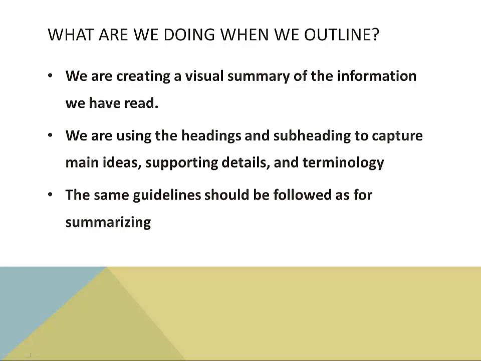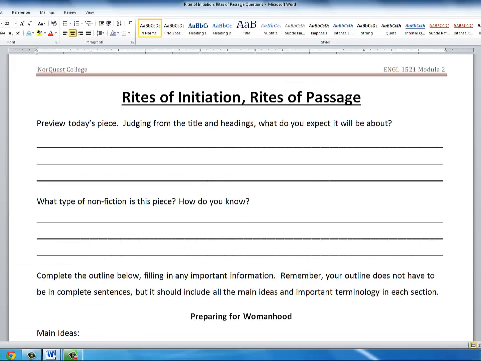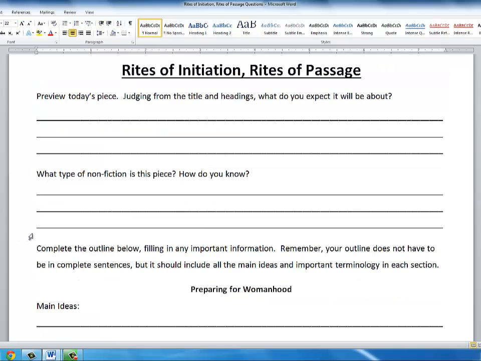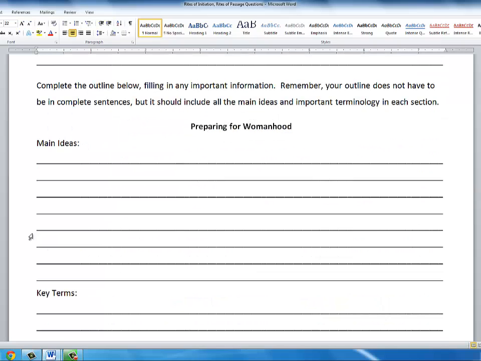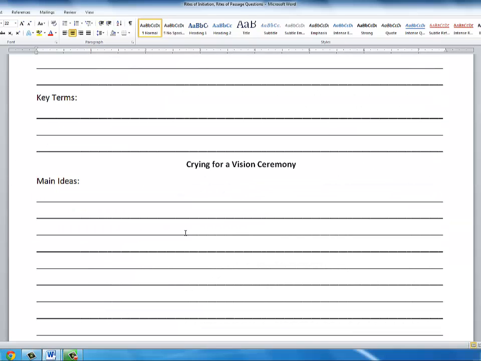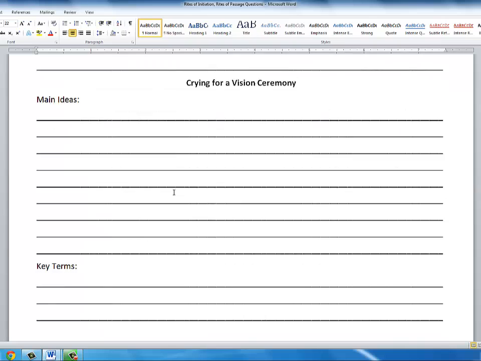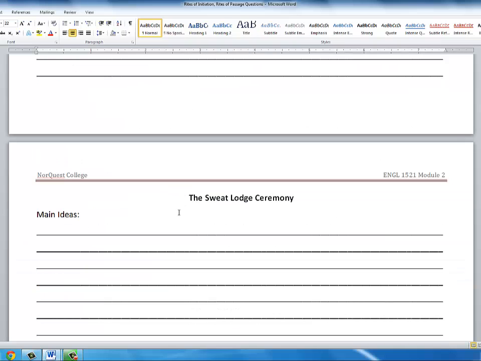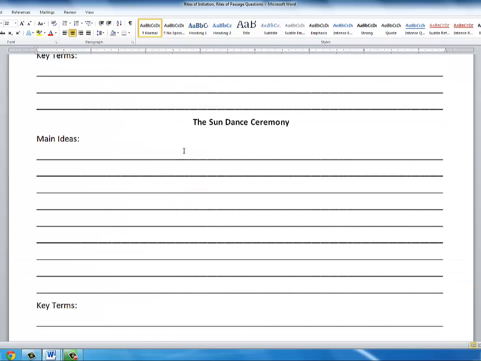Let's take a look now at Rites of Initiation, Rites of Passage. And so here we have the Rites of Initiation, Rites of Passage worksheet. The questions 1 and 2 I will leave for you to answer on your own. What we will be looking for is completing an outline of preparing for womanhood, preparing for manhood, crying for a vision ceremony, the sweat lodge ceremony, the Sundance ceremony.